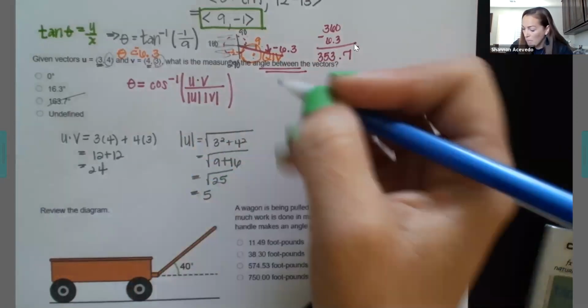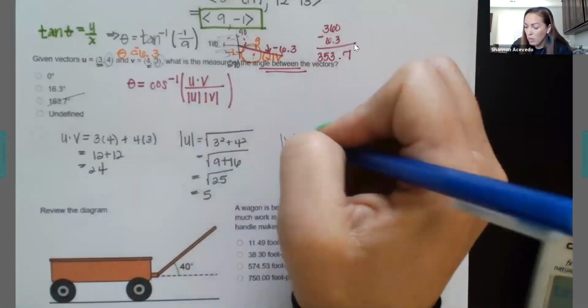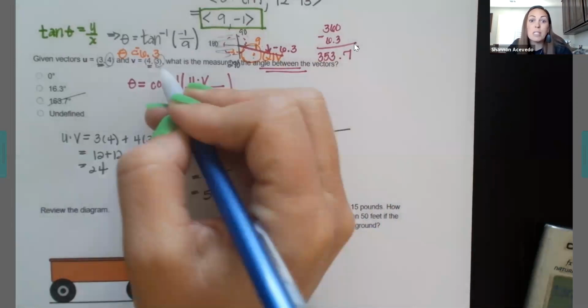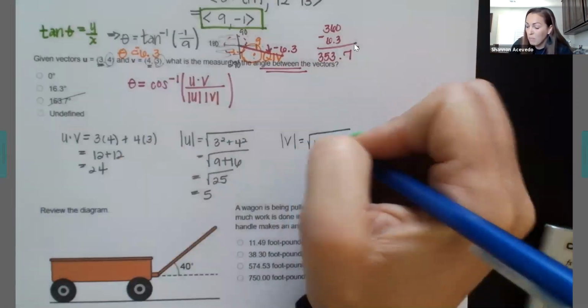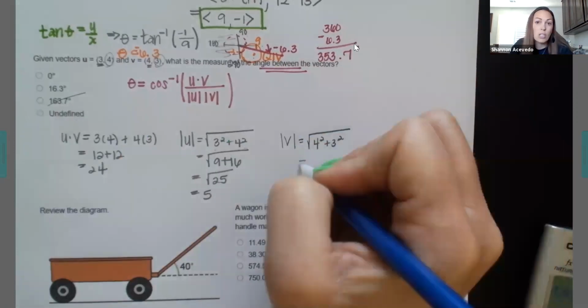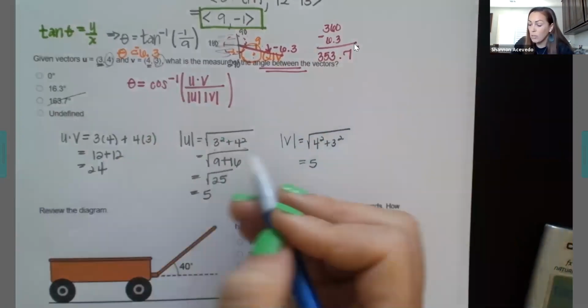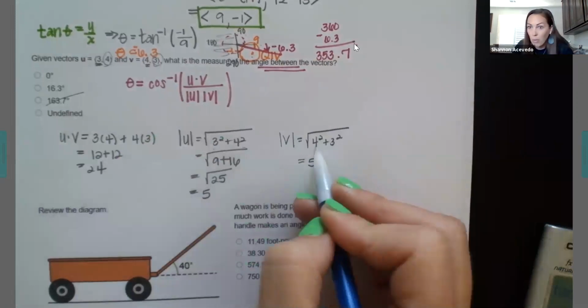Perfect. The magnitude of v is going to be the square root. Square my first term, square my second term. These numbers should look really familiar. So it's 4 squared plus 3 squared. They're the same values, so I know that this is going to be just 5. This is 3 squared, 3 squared, 4 squared, 4 squared. They're going to be equivalent.